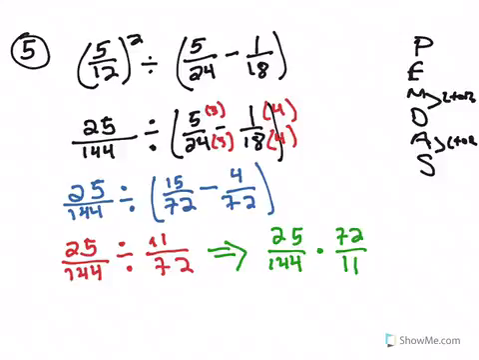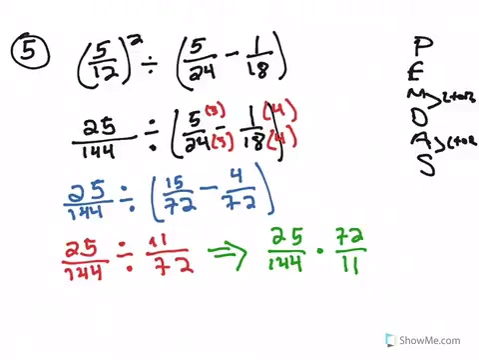And now I'm going to see if I can simplify. I do have large numbers. I want to check if I'm able to simplify before I do go ahead and do that multiplication. So looking at this 25 and the 11, do they both simplify by one number? In this case, they don't. What about the 144 and the 72? Do they both simplify by a number? I'm pretty sure they both simplify by 2, but is there any number larger than that?